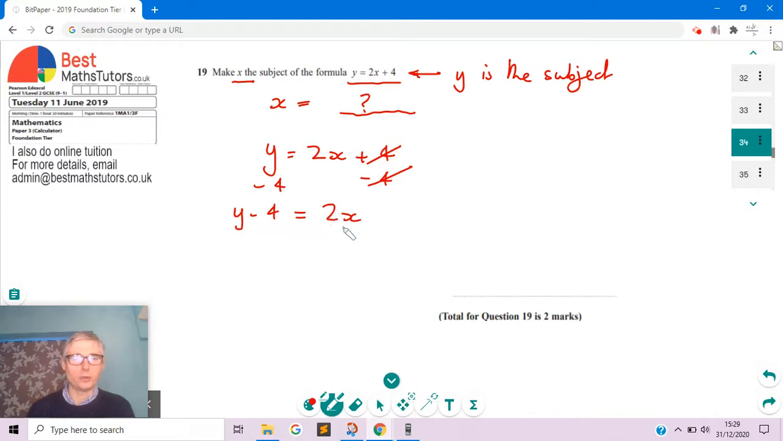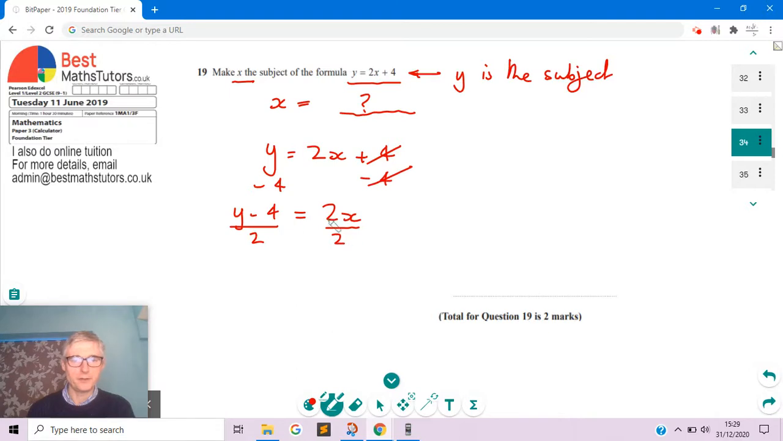So I need to think of what's the opposite to multiplying by 2. And the opposite to multiplying by 2 would be to divide by 2. So what I'm going to do is divide by 2 here, and writing it as a fraction like that means dividing by 2. And so I'm going to do the same thing on this side, divide by 2.